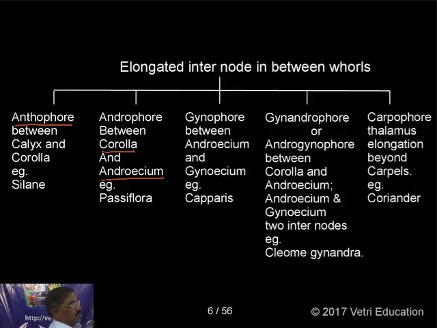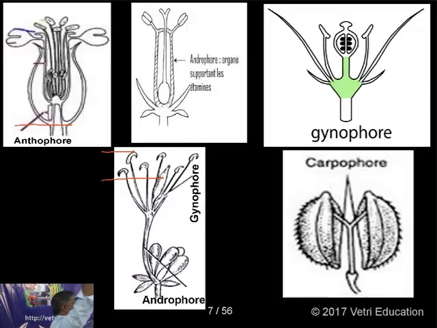The fifth one is a special type. Even the thalamus elongates up to the carpels of the ovary, that is, thalamus elongation beyond the carpels of the ovary. Example, coriander. These are the five types.